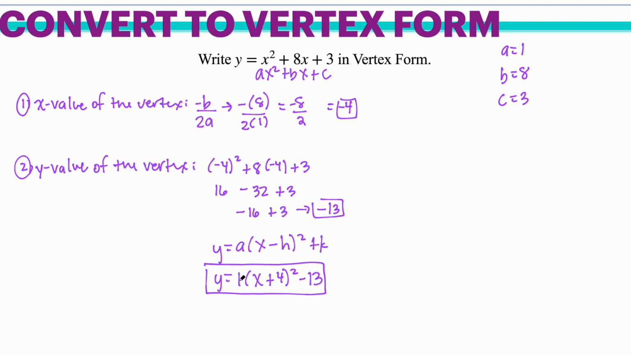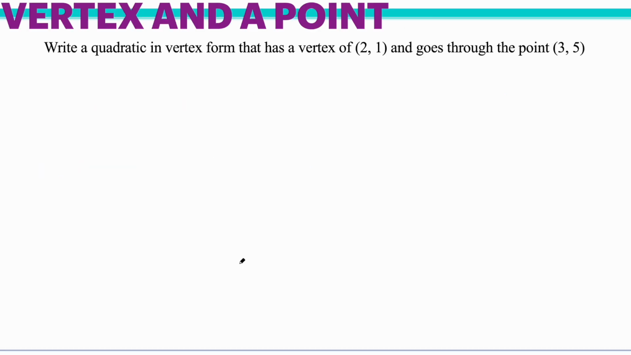Now, you do not have to put a 1 there, because 1 times anything is just itself. So you could keep the 1 off. I'm just showing you that, again, that is where the a would go. In this case, I'm giving a vertex and I'm giving another point, and I need to find the quadratic. So here's what I'm going to do.